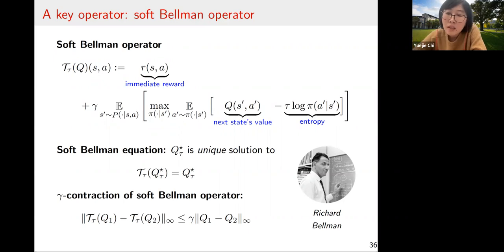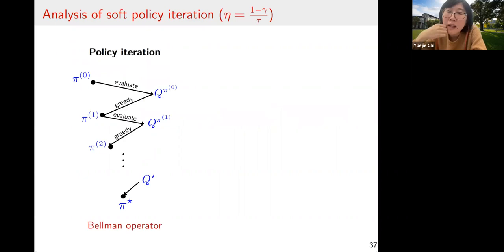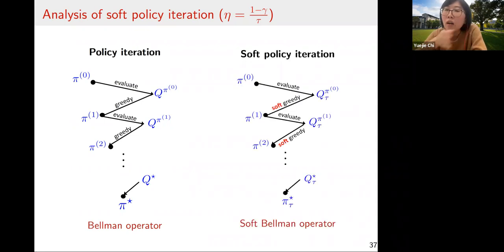So with this in place, we can almost immediately write down the convergence guarantee of soft policy iteration by essentially duplicating the dance of policy iteration, where you alternate between policy evaluation and policy improvement, in this new algorithm, soft policy iteration, where you just replace the greedification step by a new soft greedification step, leveraging the nice properties of the soft Bellman operator.